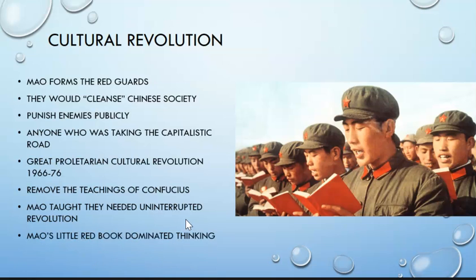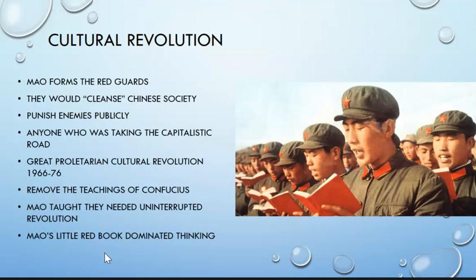Mao taught that they needed an uninterrupted revolution to really bring about the communist state, a more purified communist state. And he wrote what was called his Little Red Book, and you see here in the picture these young devotees all have a copy of Mao's book. They're all reading the book, and in it would be short sayings, sort of like Confucius, except with all the communist teachings of Mao.